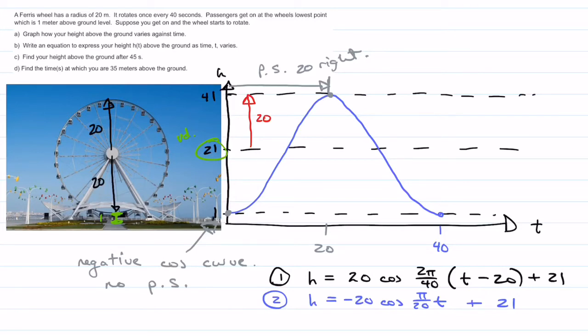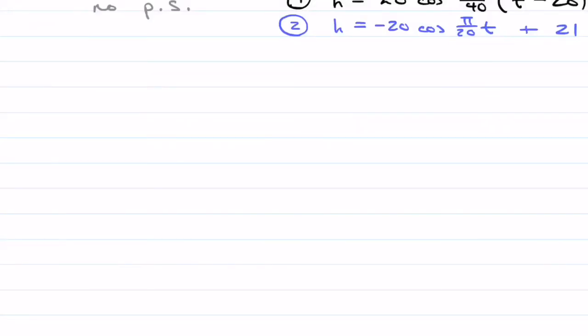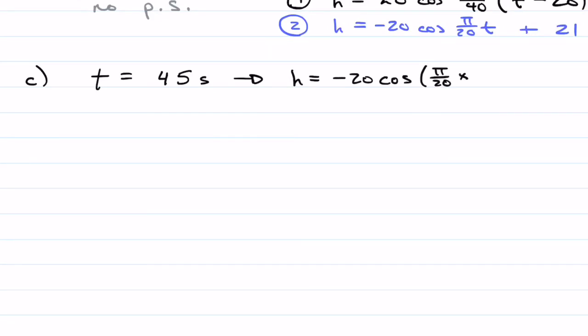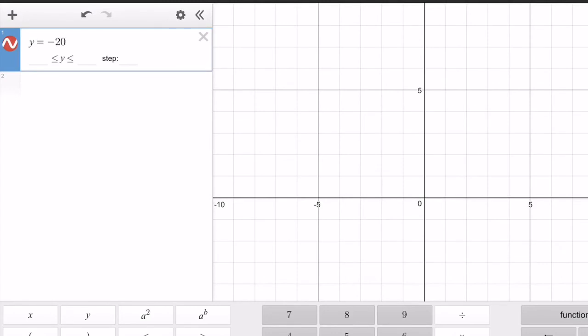So for part C, we need to find the height above the ground after 45 seconds. So I know that's t equals 45, and we're just going to plug that in. So I'm going to use the second equation, and all we're really doing is h equals negative 20 cos pi over 20 times 45 plus 21. So you can just plug that into your calculator and get the solution, or we can also plug that into Desmos, which is another way of doing it.